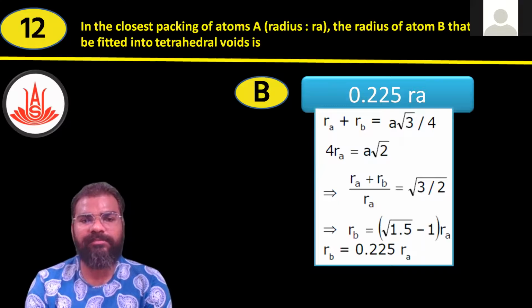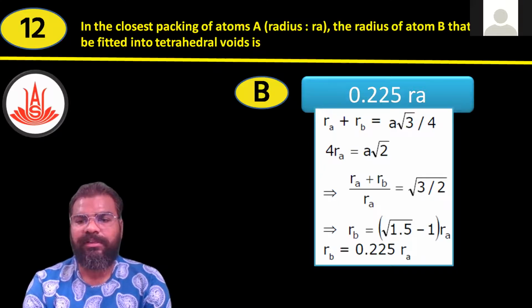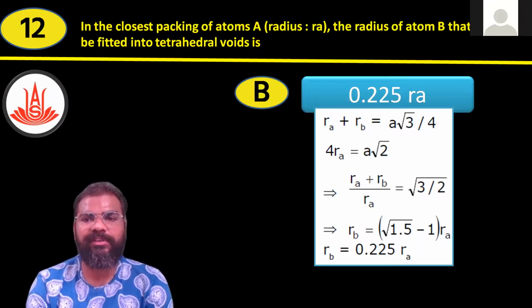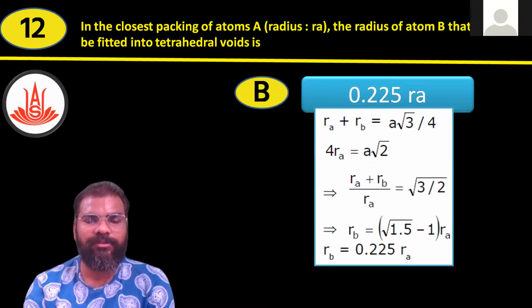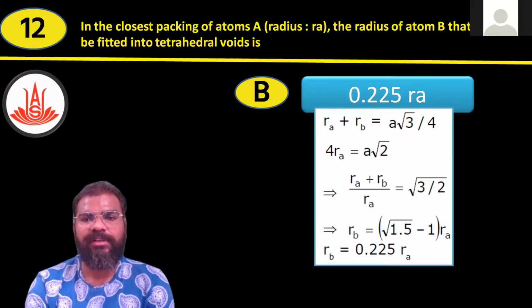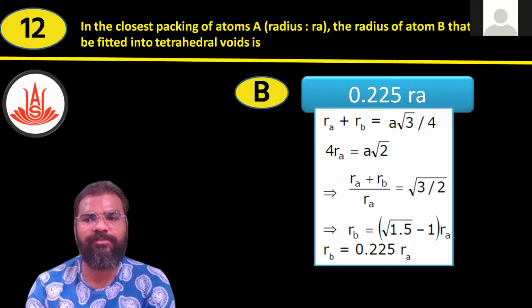The meaning of Ra is the radius of A atom. If they have asked for B, that is Rb, then it is the radius of B atom. So the correct option is 0.225 Ra for Rb. So once again, in the closest packing of atom A, the radius Ra they have given. The radius of atom B that can fit into the tetrahedral void is how much, that we have to calculate.